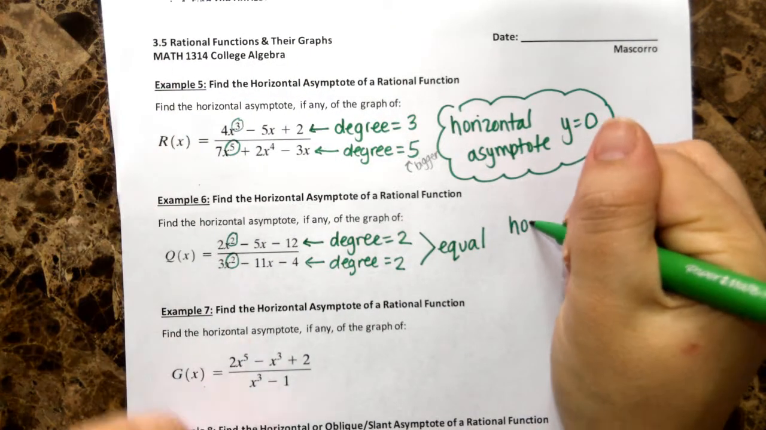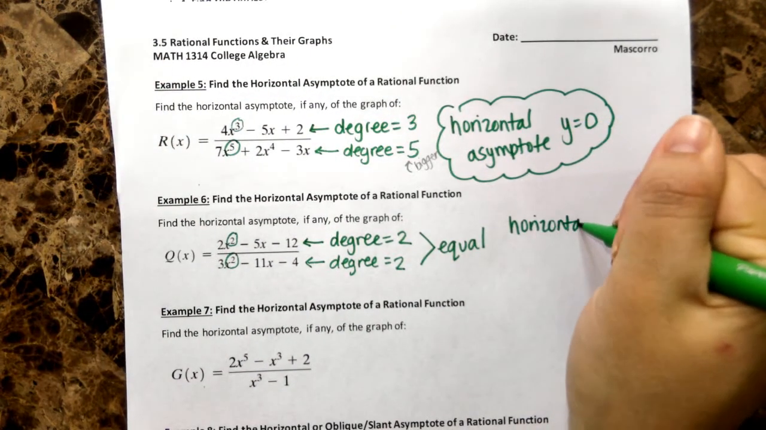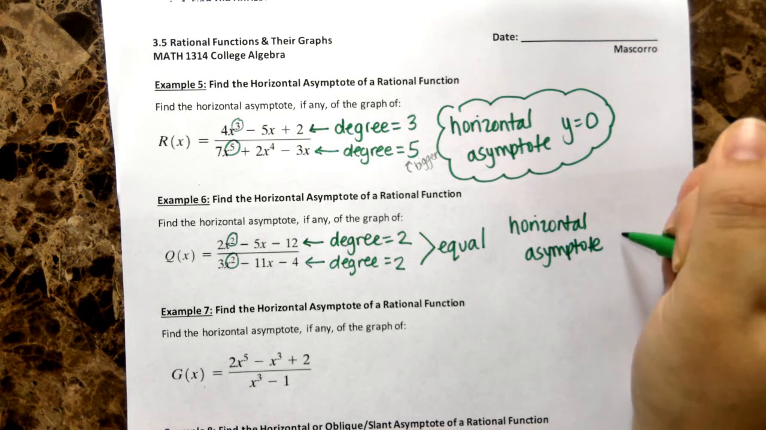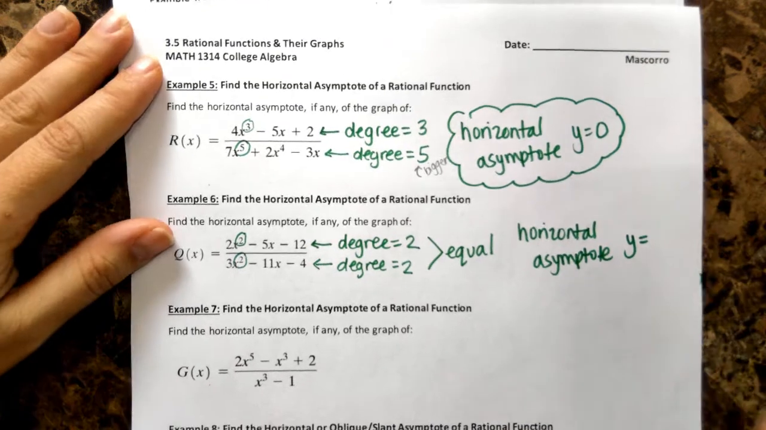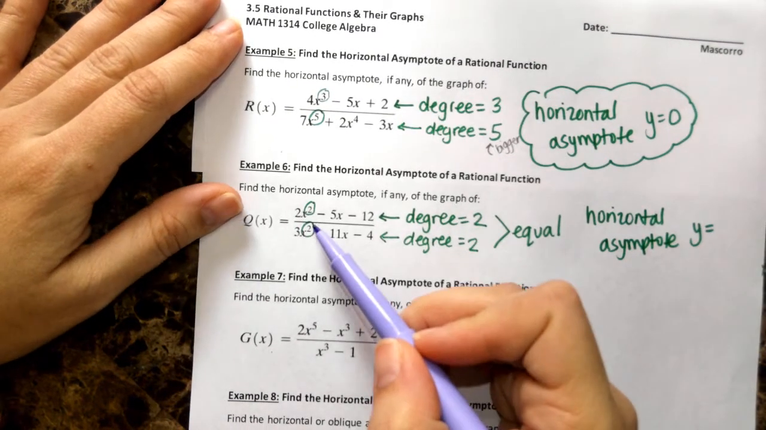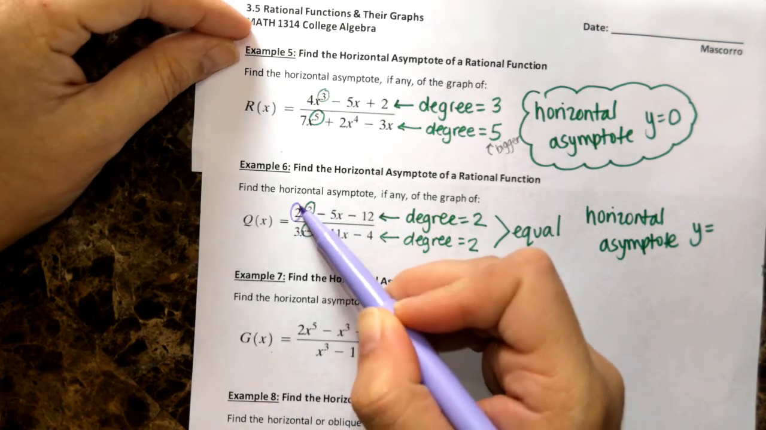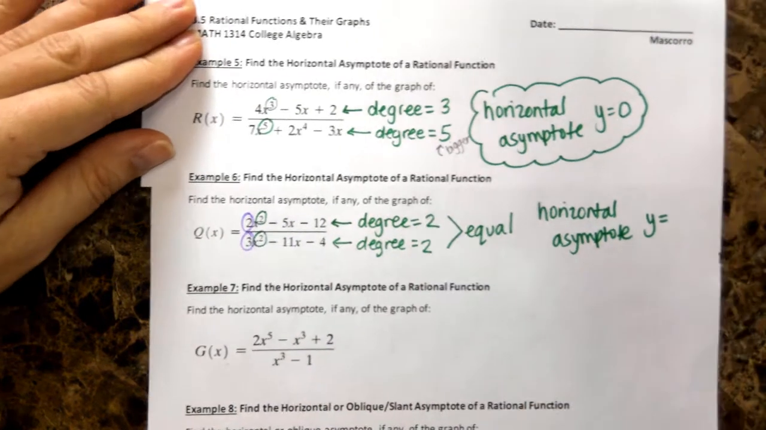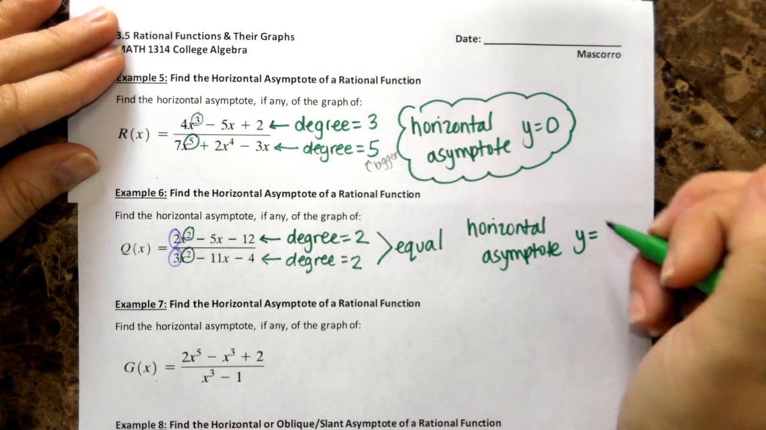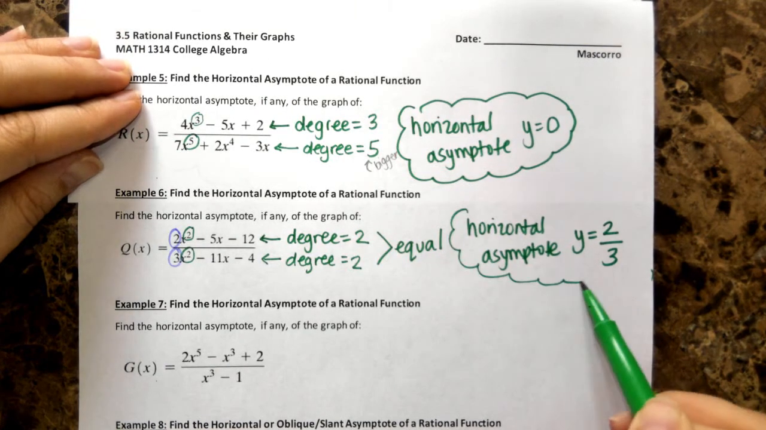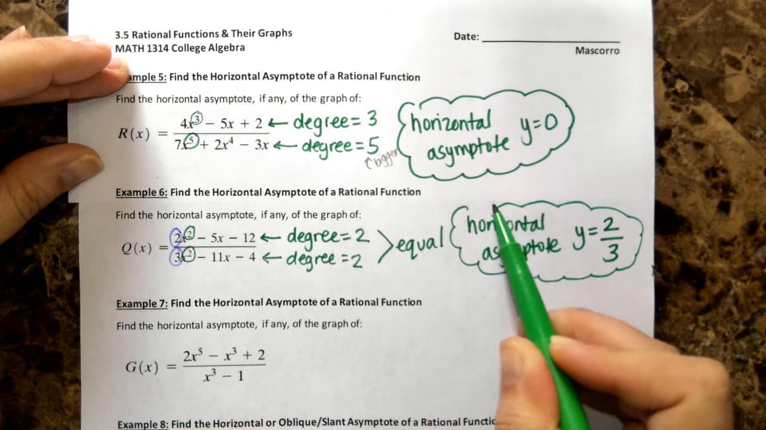So I know that my horizontal asymptote will be y equals the ratio of the leading coefficients, the numbers in front of the degrees. So 2 over 3 would be our horizontal asymptote. And that can't be simplified, so I'll just leave it as is.